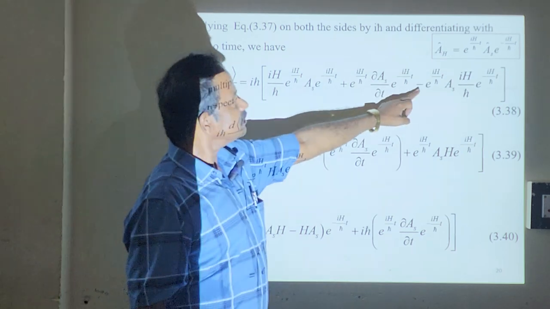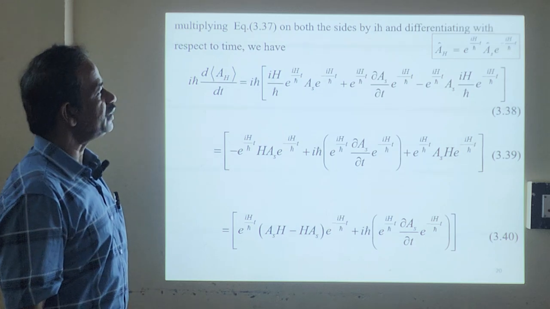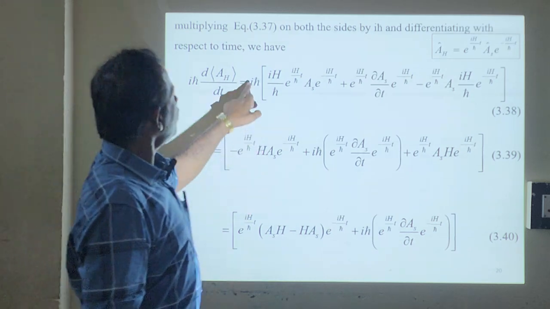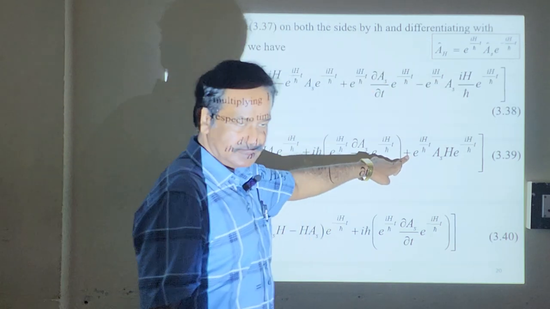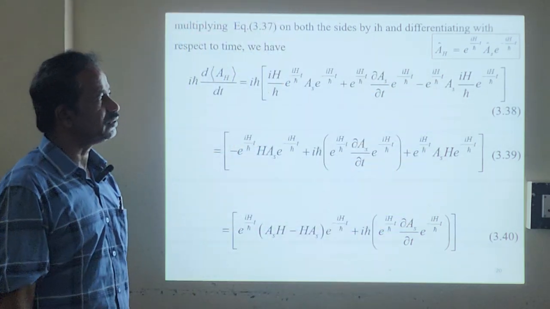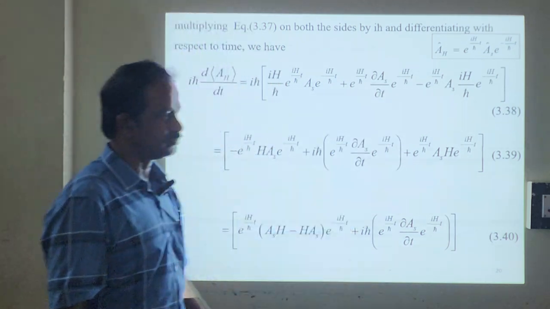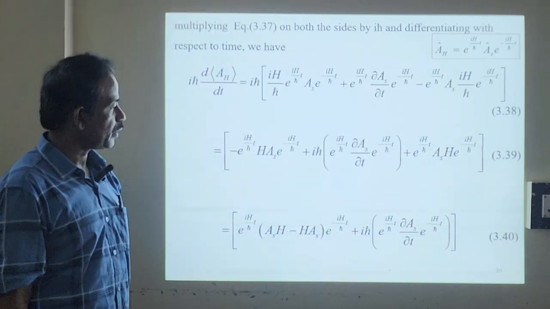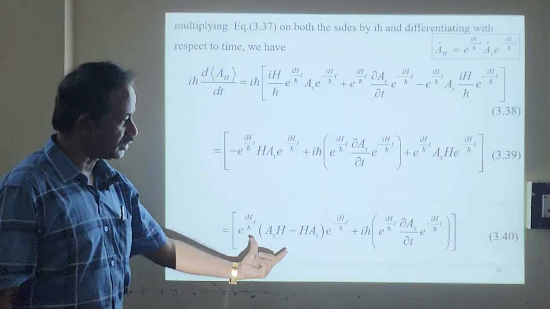And iħ and this one will give you this one. So i into i, i squared is minus 1, minus into minus is plus. So all the things here. So A is H. Is it okay? Your ħ will be cancelled, so there is no ħ down in the denominator. Now I take the first term and the last term combined together.